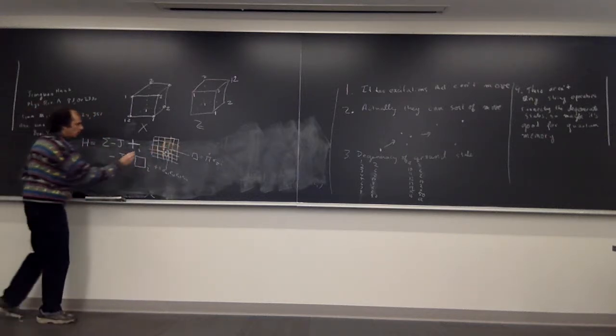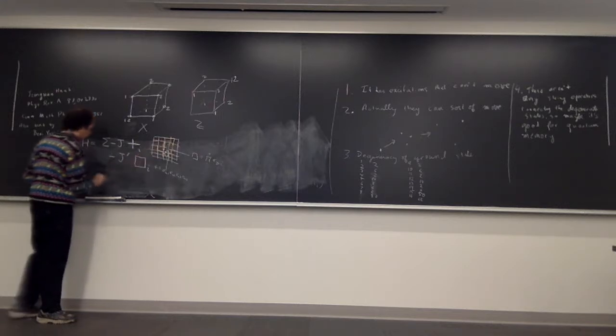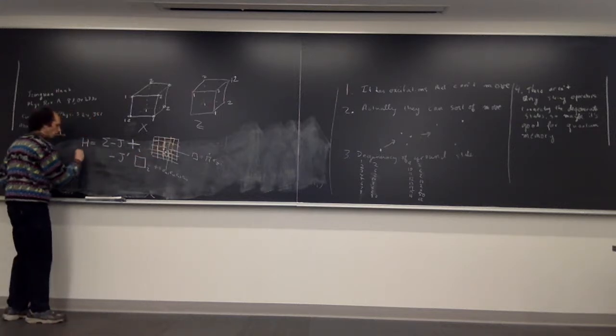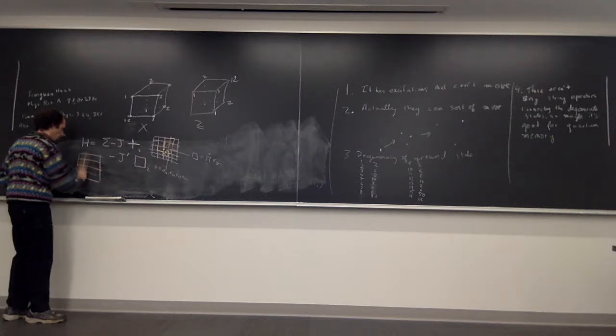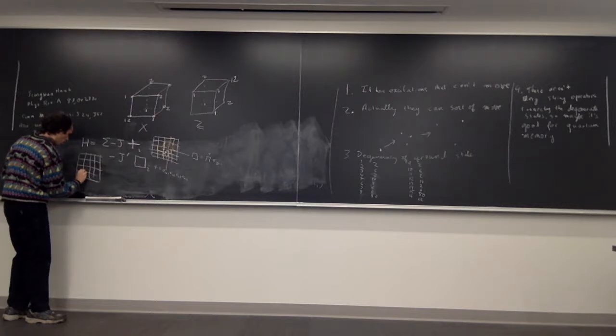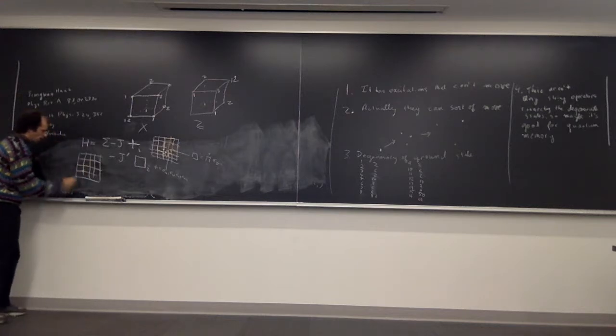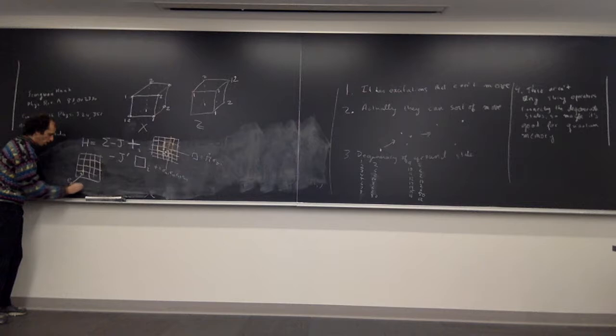So an excitation is just an endpoint of one of these curves. In the ground state, all the curves are continuous, and you can have an excitation. You have like an orange curve that goes off like this. That's an excitation. And the energy of that is 2J.